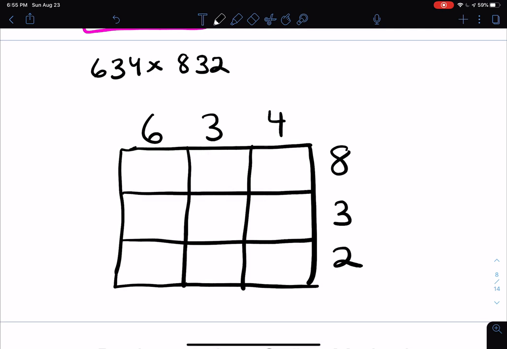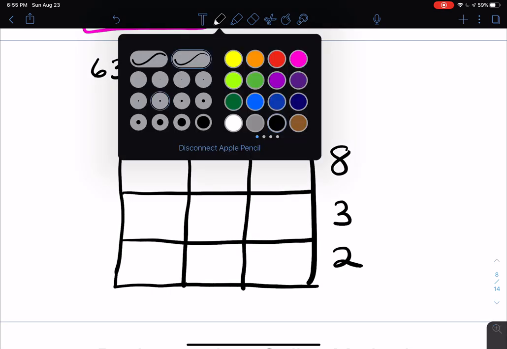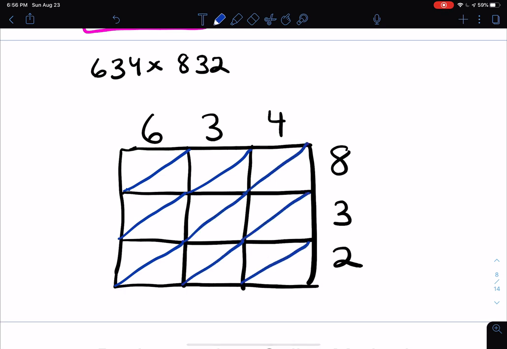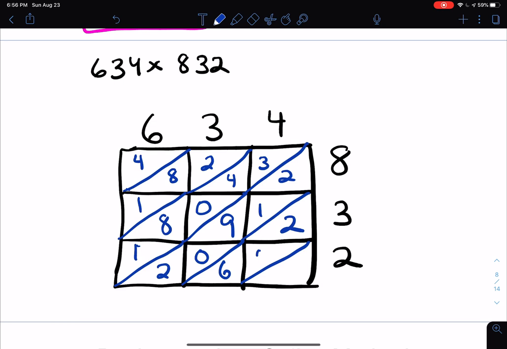Okay, so a column for 6, column for 3, column for 4, row for 8, row for 3, row for 2. Switch to my blue to make up my little diagonals here. Six times 8 is 48. 3 times 8 is 24. 4 times 8 is 32. 6 times 3 is 18. 3 times 3 is 9. 4 times 3 is 12. 6 times 2 is 12. 3 times 2 is 6. 4 times 2 is 8.